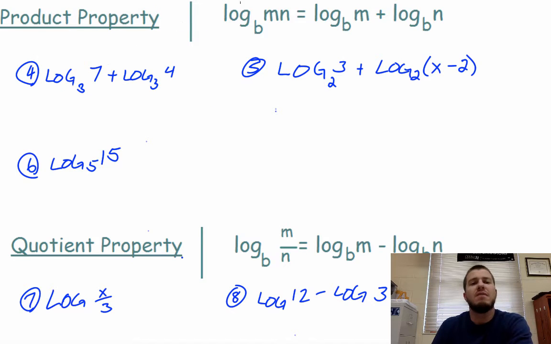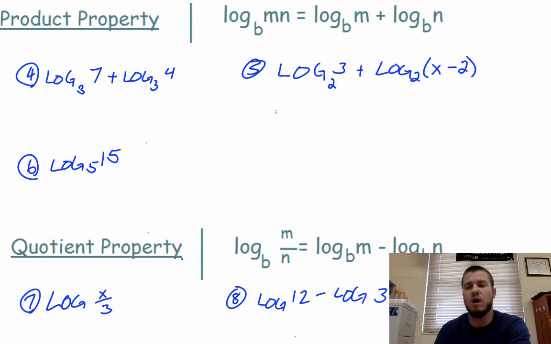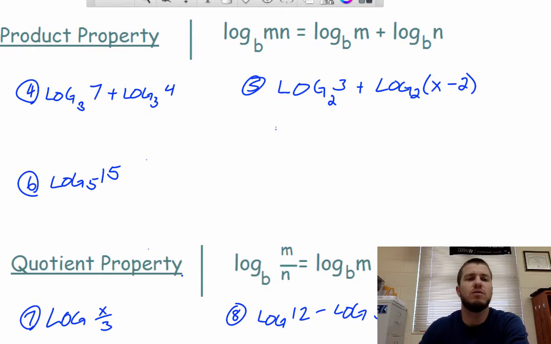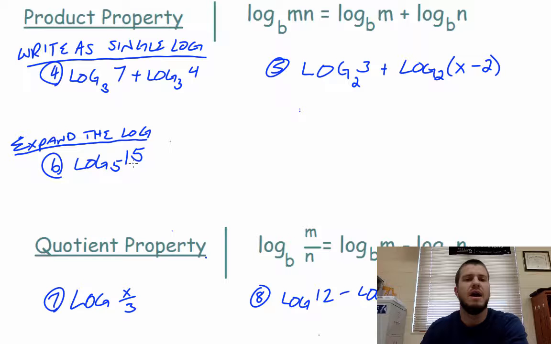So we're going to be looking at the product property here and the quotient property. Now, you've already written these rules. You don't need to necessarily write them again. I just wanted them on this page as well. These I'm going to write, the directions would be write as a single log, and this direction is going to be to expand the log into several different logs, more than 2.